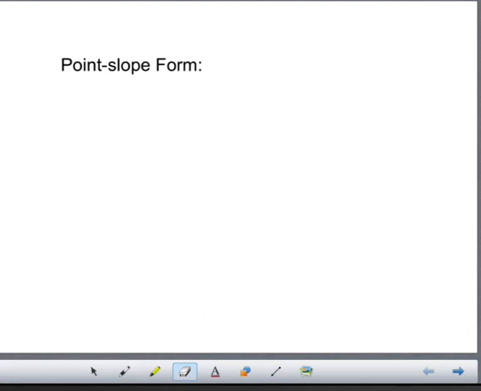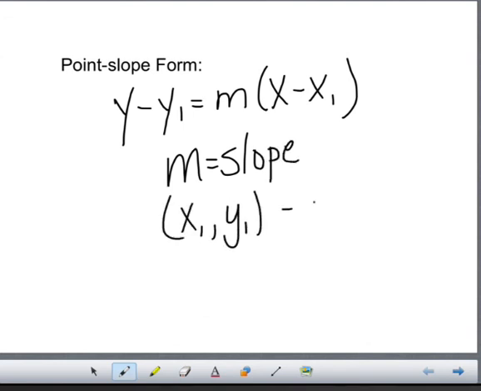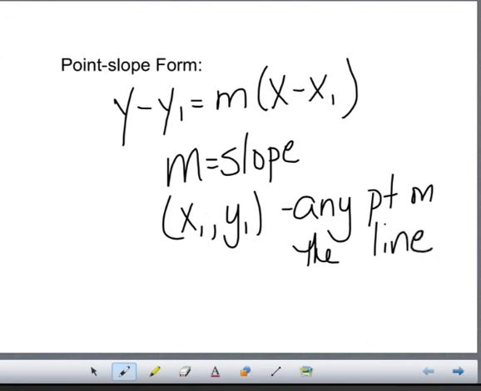Okay, this is your notes for the point slope form of a line. Point slope looks like this. This is what the point slope form looks like. It's y minus y1 equals m times x minus x1. Remember, m is my slope, and the x1, y1 is just any point on the line. Any point on the line is my x1, y1.